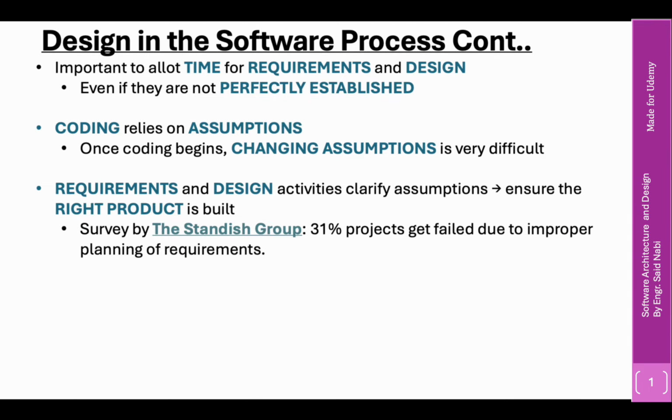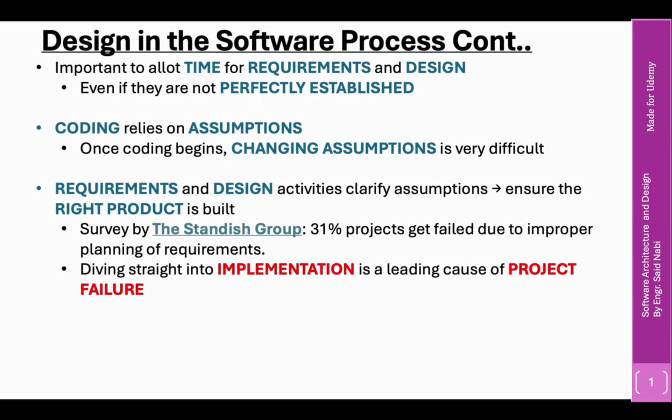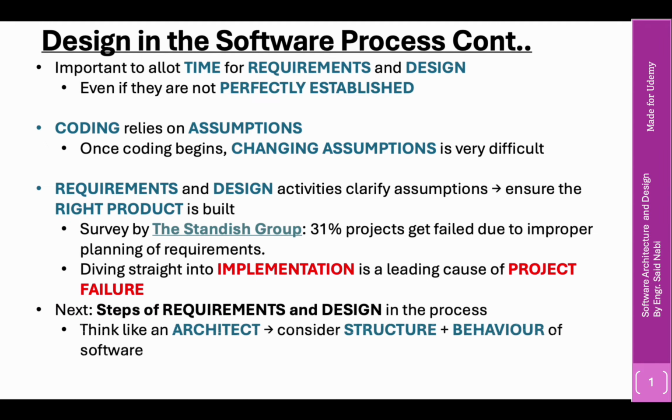A well-known survey by the Standish Group shows that around 31% of projects fail due to poor requirement planning. Not bad coding, not bad developers, but bad planning. Jumping straight into implementation feels fast, but it is one of the leading causes of project failure. You move quickly at first, then spend months fixing the wrong thing.